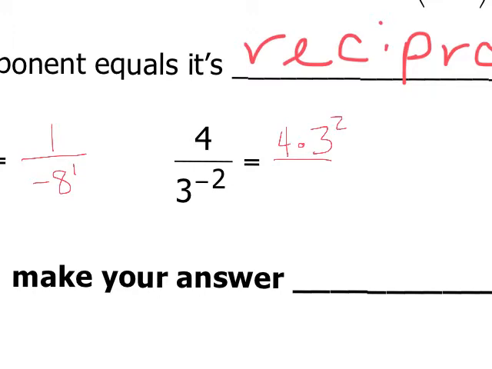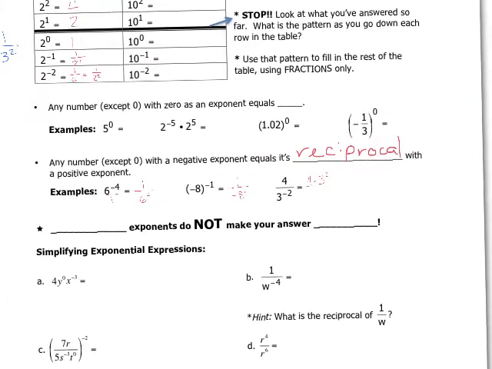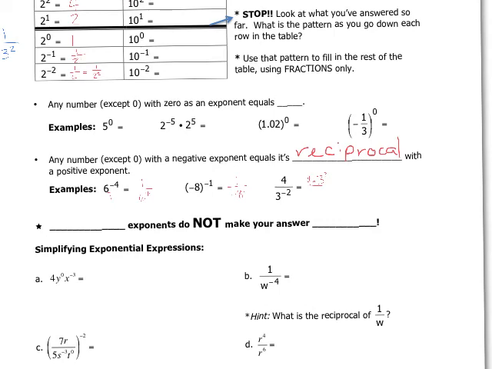Now, depending on what kind of problem you have, you might want to simplify this into a single number. But the important part is stuff that does not have a negative exponent stays. Stuff that does have a negative exponent moves. Okay? All right. In big bold letters there, you see that it says a negative. And this is what a lot of you tried to do. A negative exponent does not make your answer negative. Okay? A negative exponent does not make your answer negative.